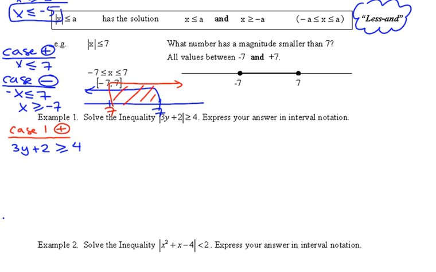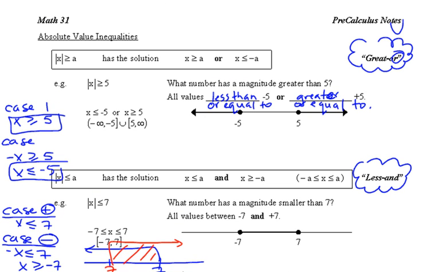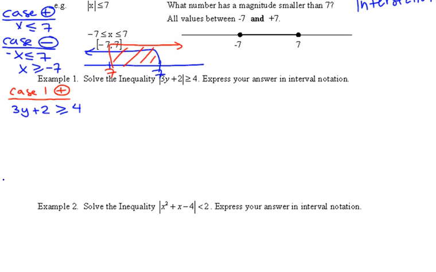Okay, let's solve that. So the or that we're going to use means we're going to use the union. Right? Or is the union and and is the intersection of those two cases. Okay, so let's solve this.